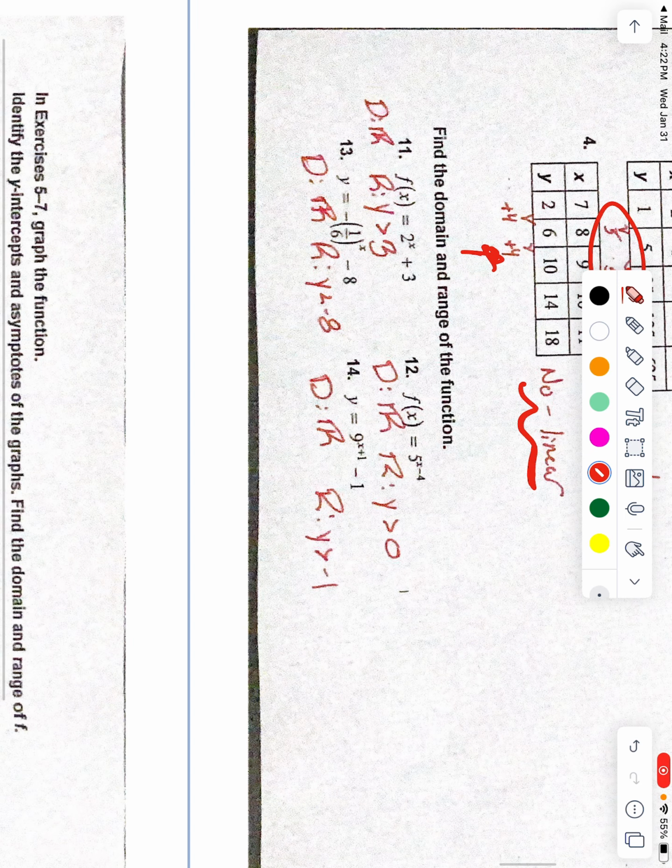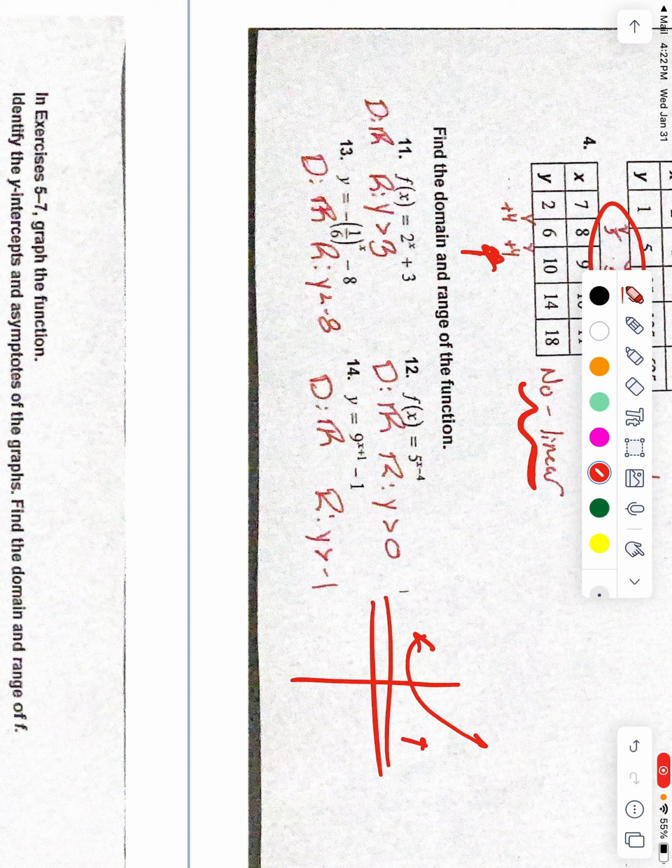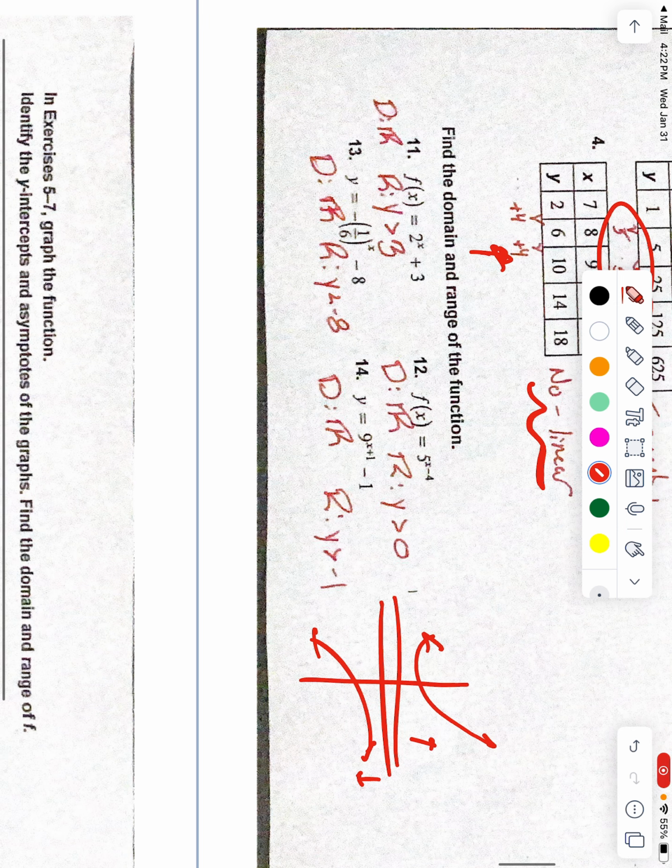Down here, these are all about plugging them into your calculator and looking to see what line we approach but never actually cross. We're always going to be above our asymptote. We're going to be everything greater than, or it's going to be everything below the asymptote. So looking at our graph, using our table to figure out where that asymptote is, will help us decide that for 11 through 14.